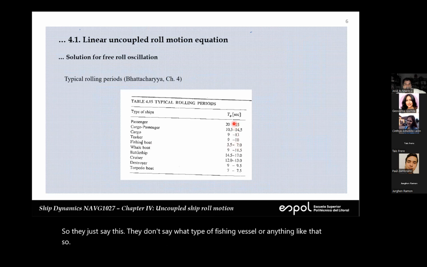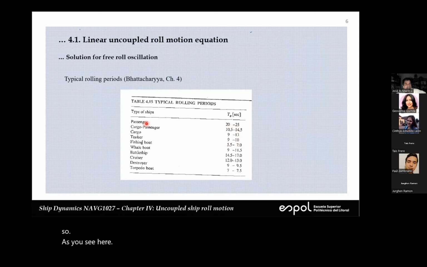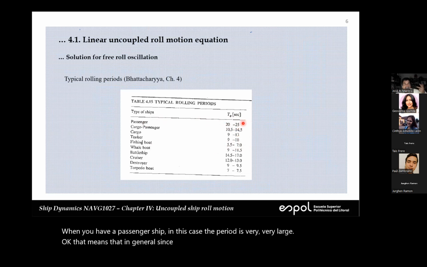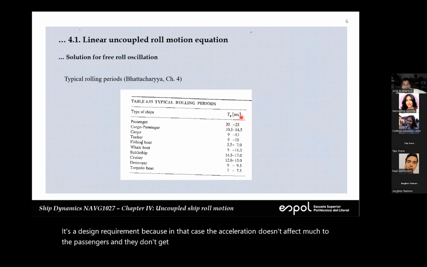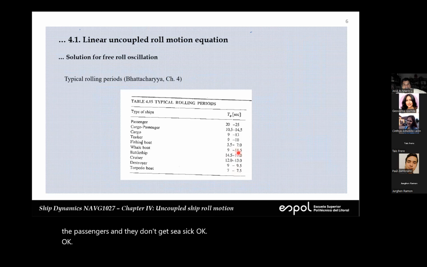As you see here, when you have a passenger ship, the period is very, very large. That means that since the period is very large, the frequency is very low, and that means that the acceleration is very low. That's a design requirement, because in that case the acceleration doesn't affect the passengers much and they don't get seasick. So those are typical values.